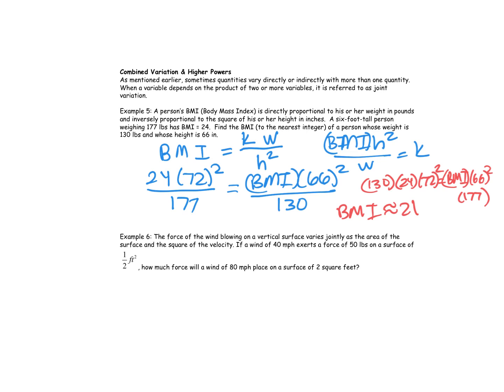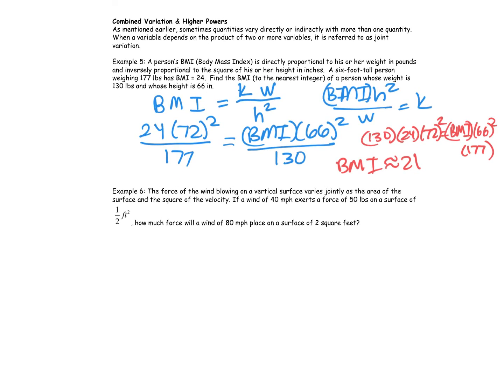Okay, let's do example 6. The force of the wind blowing on a vertical surface varies jointly. Remember, jointly means directly with more than one thing, as the area of the surface and the square of the velocity. So area of surface and velocity squared is important to think about. So the force varies directly. So I'm going to put my k, and directly means there's nothing in a denominator in this case. So the area of the surface and the velocity squared.